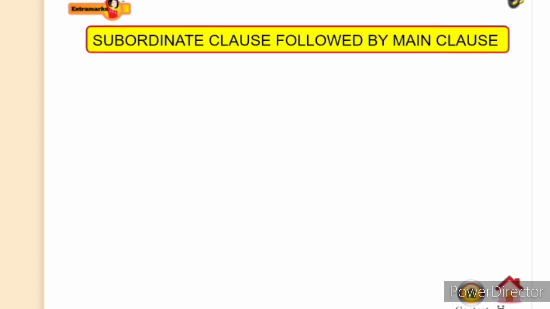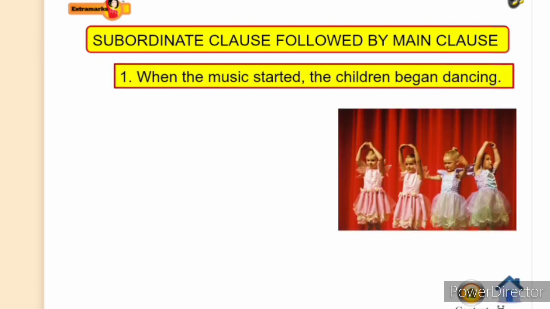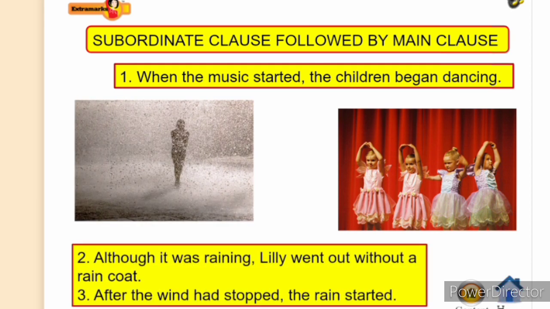Let us look at some examples of subordinate clause followed by main clause in a complex sentence. When the music started, the children began dancing. Although it was raining, Lily went out without a raincoat. After the wind had stopped, the rain started.